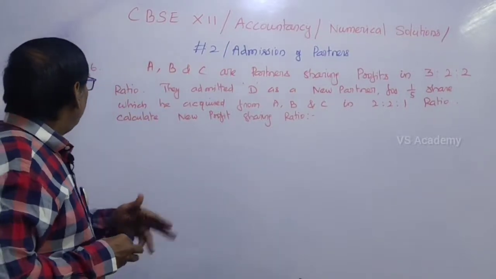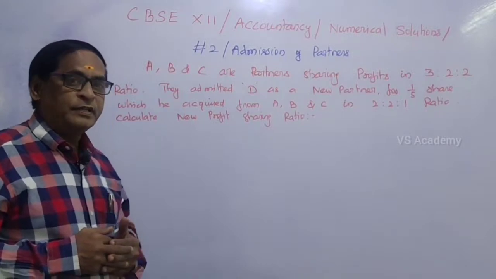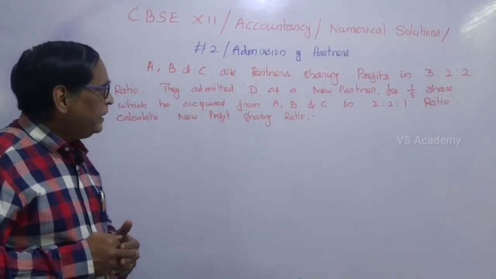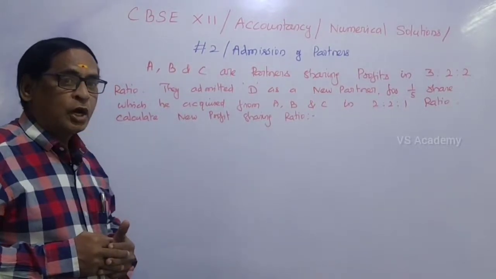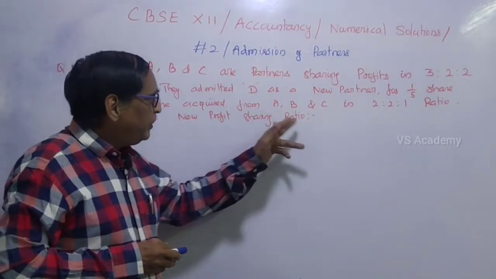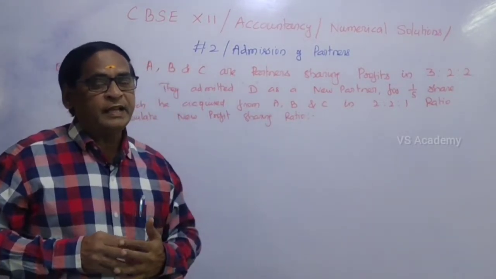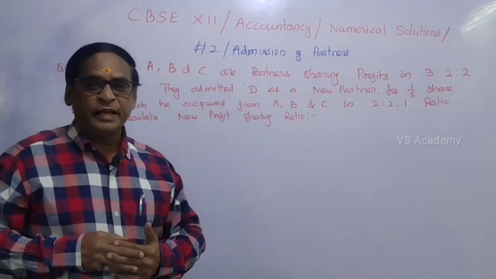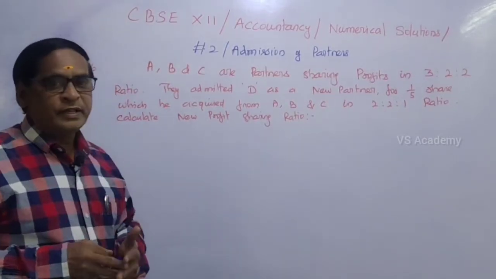The question number 6: A, B, C are partners sharing profits in the ratio 3:2:2. They admitted D as a new partner for 1/5 share, which he acquired from A, B and C in the ratio 2:1, that is the sacrificing ratio. Calculate the new profit sharing ratio. So let us compute the new profit sharing ratio.